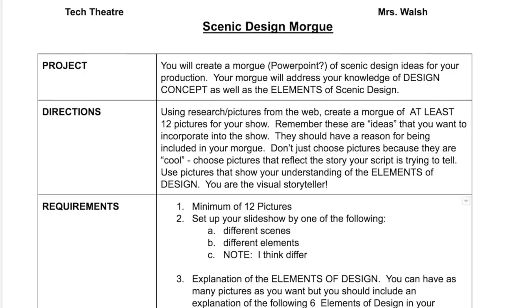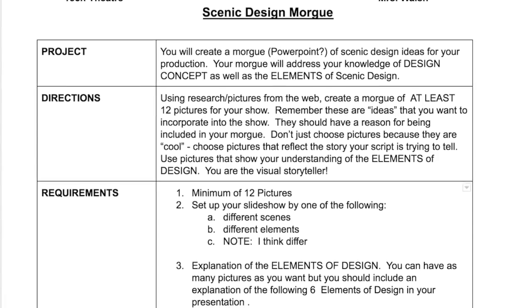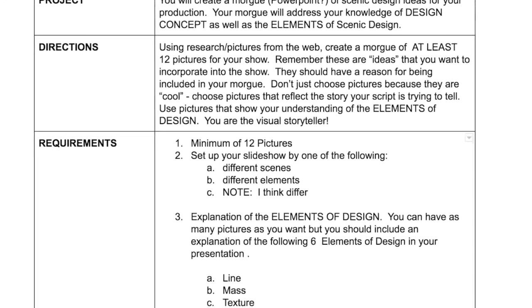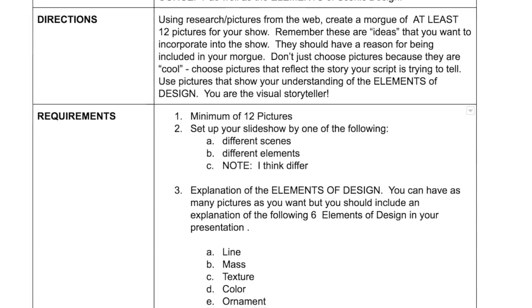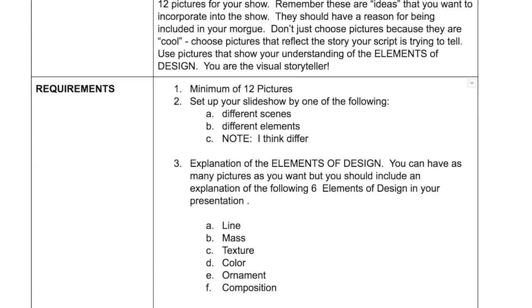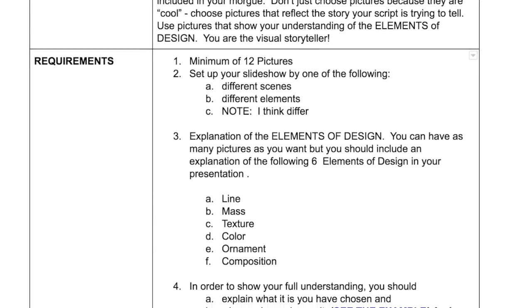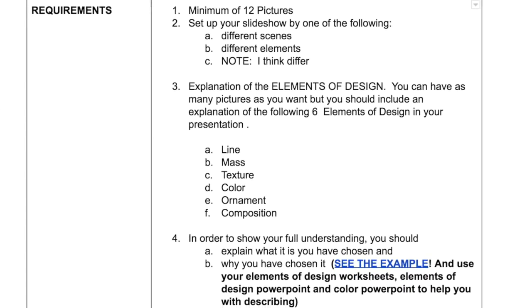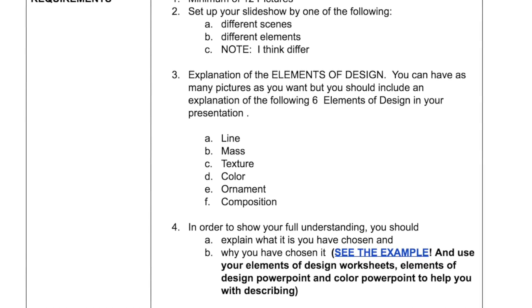Okay, so now that you know what a morgue is, I want you to create a morgue for your scenic design work. What I'm requesting here, as you can see in the actual assignment, I want you to have a minimum of 12 pictures. We're looking at 6 elements: line, mass, texture, color, ornament, and then composition. We reviewed them all, and you did some work on them. So I don't know, the way I might set it up is maybe 2 pictures for each, and then with a thorough explanation of why you chose what you chose.